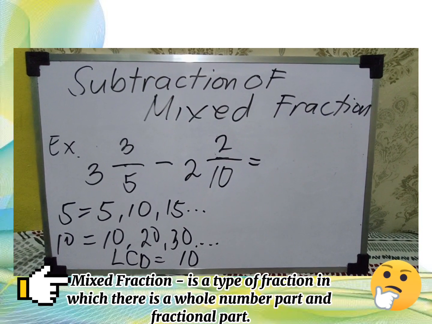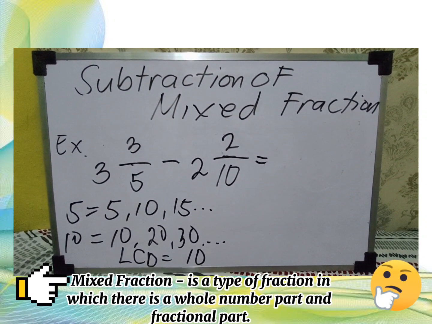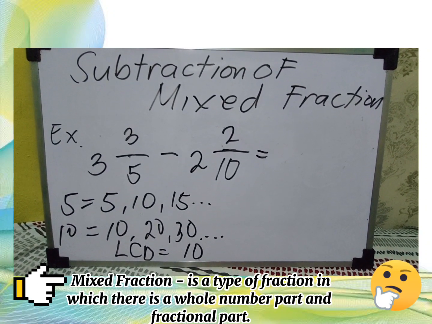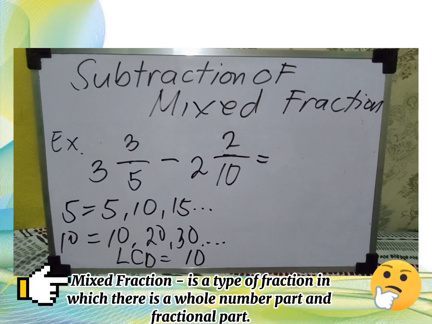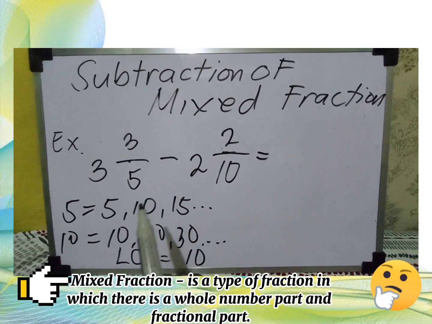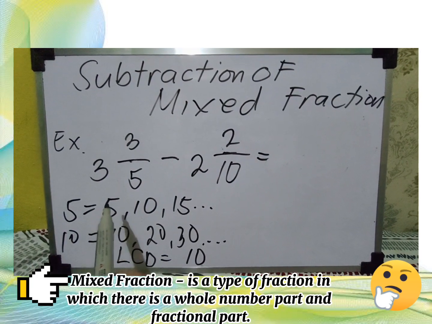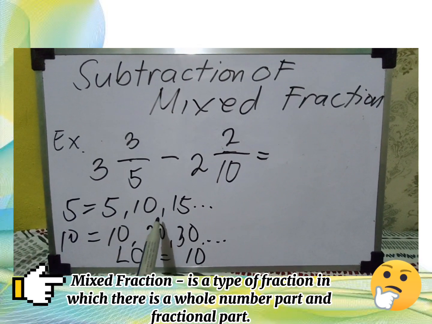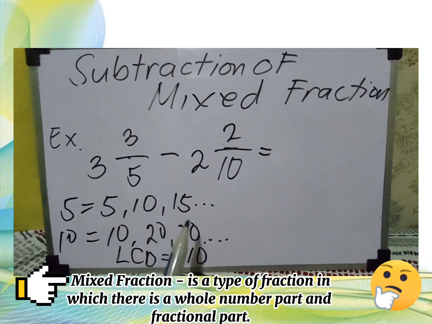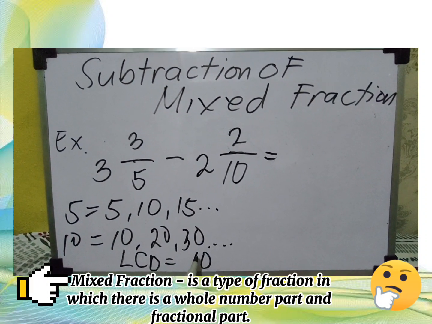The next example, class, subtraction of mixed fractions. Example number 1: 3 and 3/5 minus 2 and 2/10. To subtract these mixed fractions, they have different denominators. We are going to find the LCD using the skip counting method. Okay, this is the illustration. 5, 10, 15, and so on. 10, 20, 30, and so on. The LCD of 5 and 10 equals 10.